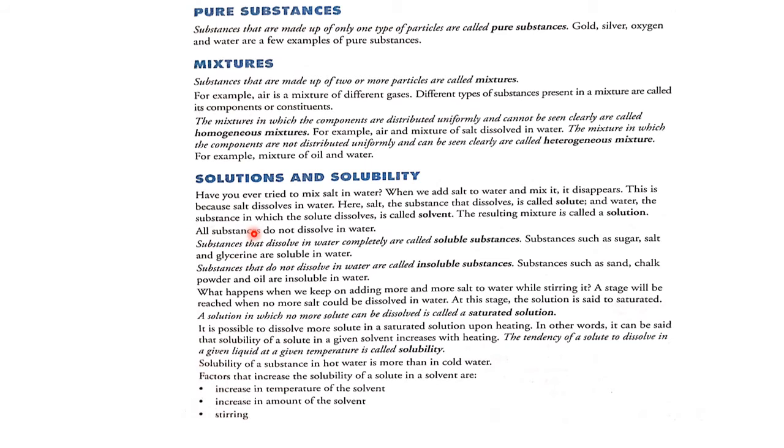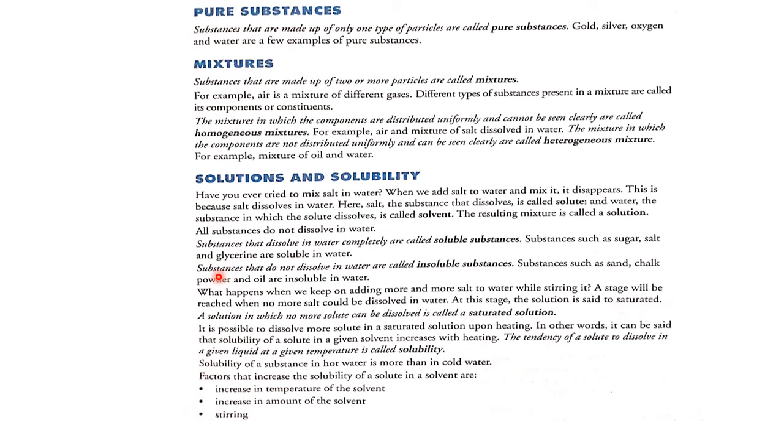Now let's see, all substances do not dissolve in water. As we have learned in the previous chapter also, all substances do not dissolve in water. Substances that dissolve in water completely are called soluble substances. Substances such as sugar, salt and glycerin are soluble in water. So when substances dissolve in water completely, they are called soluble substances. And what are the examples? Sugar, salt and glycerin.